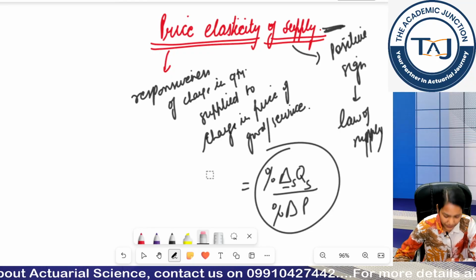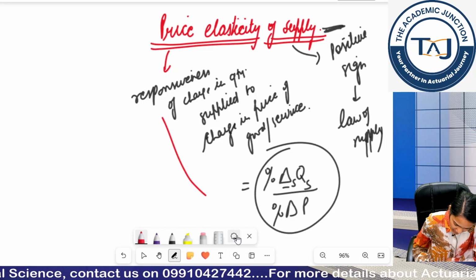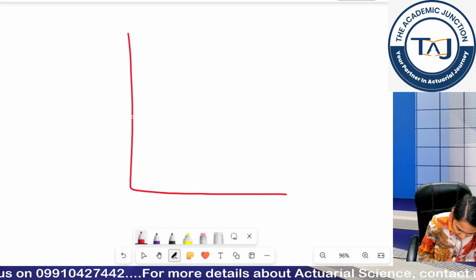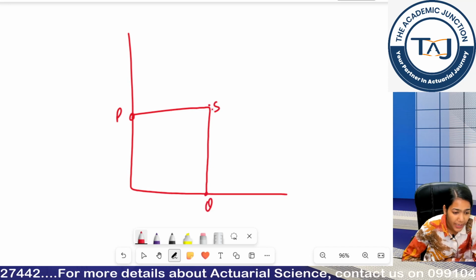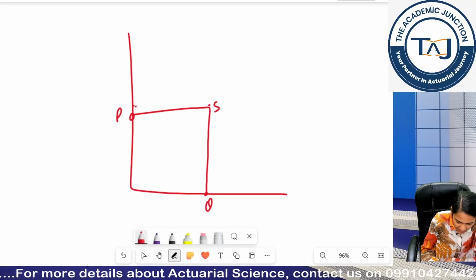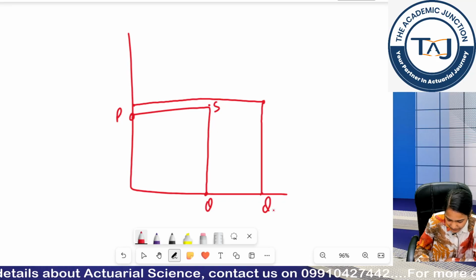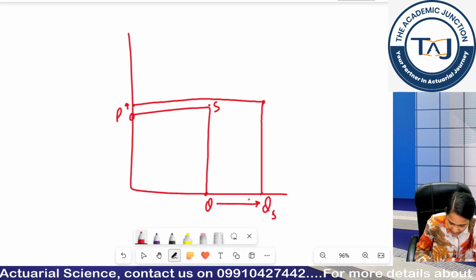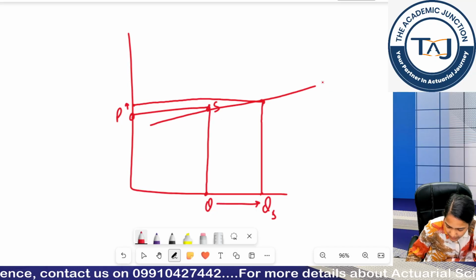Clear till now? So, if I talk about the diagram, how will my diagram look like? This is my original price, this is my original quantity, and this was my supply. Now, with a minute change in price, I am getting a huge change in quantity supplied. So, that is why my supply curve will be elastic.